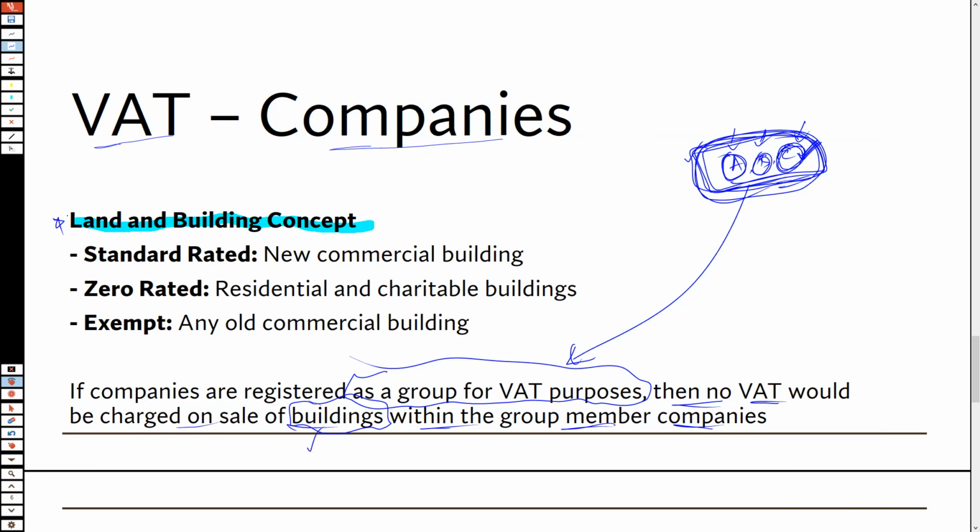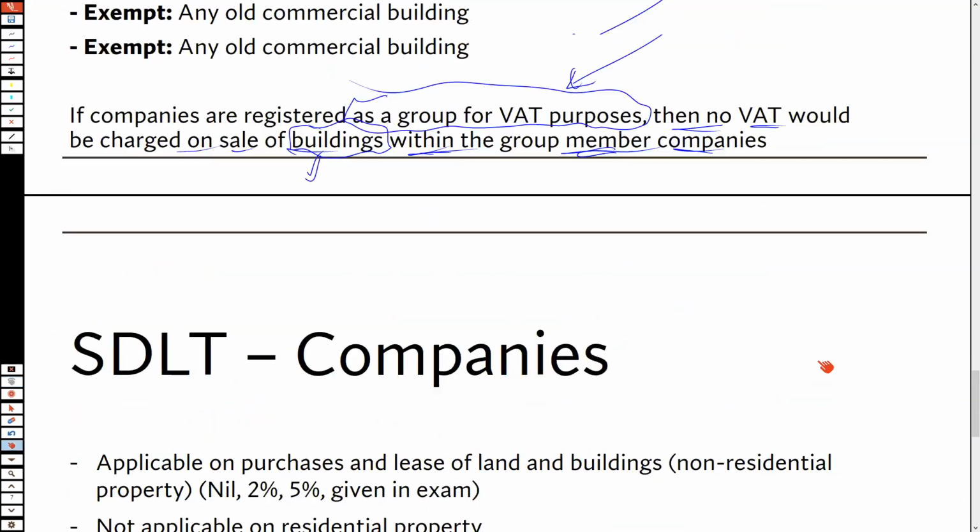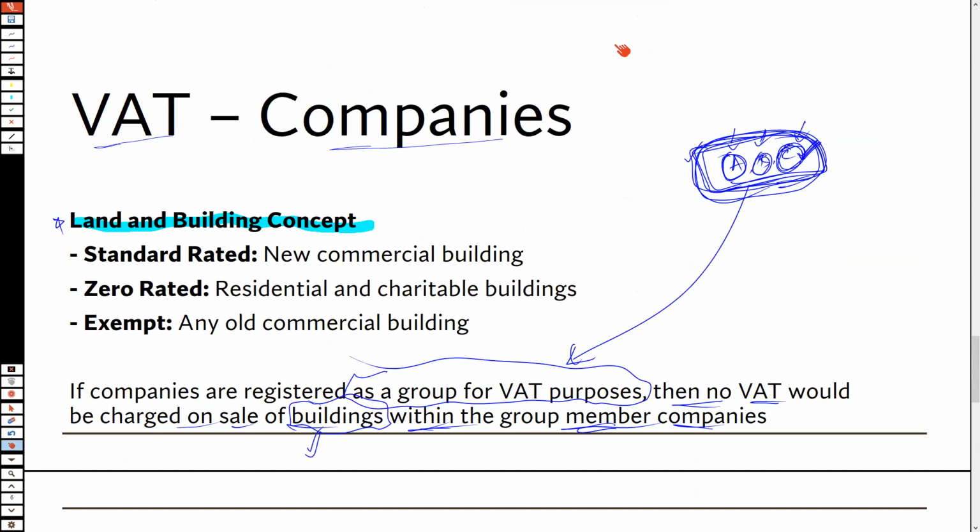So that is the simple reason that I have marked the specific word here, buildings, but I'm guiding you. If the companies are registered as a single VAT group company, then there would be no VAT charged on the sale or purchase of any asset within the group member companies. Not only to the extent of building, but for every asset, no VAT would be applicable. Is this clear? The VAT implications for companies?